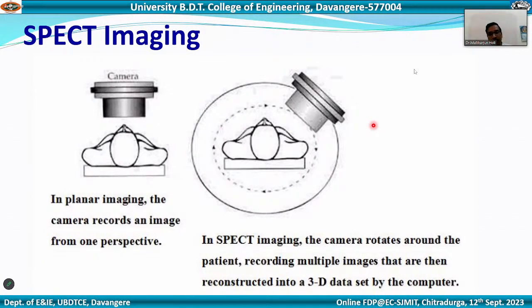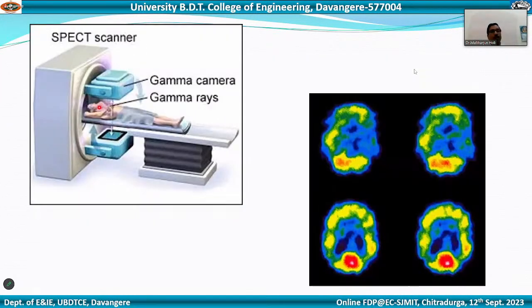Here we inject a radioisotope. It goes into the body, and from the organs or the tissue, it starts emitting radiation. This radiation penetrates through the tissue and the organ and comes out of the body. When it comes out, we capture it using the camera, which moves around the body, and from that you can generate an image. This is the SPECT scanner. This is how it looks.